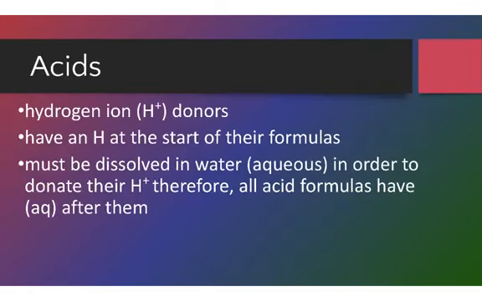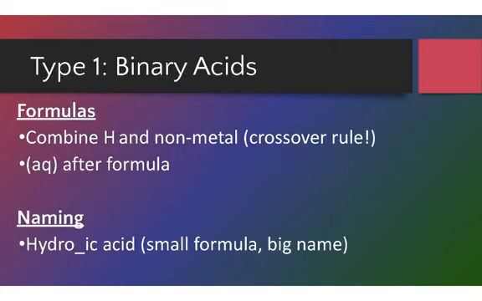So acids are hydrogen ion donors, H plus donors. Every acid is going to have an H at the start of its formula, and acids also have to be dissolved in water, meaning they have to have an aqueous state in order to behave like acids. The other thing you're going to notice about acids is they always have the symbol AQ as their state after their formula. There are two types of acids.